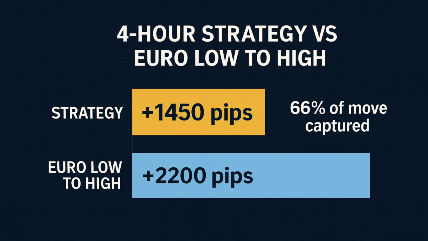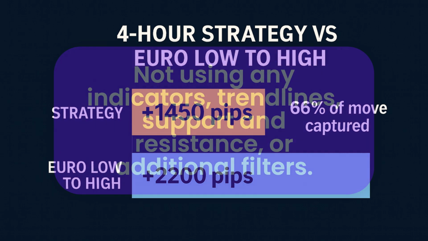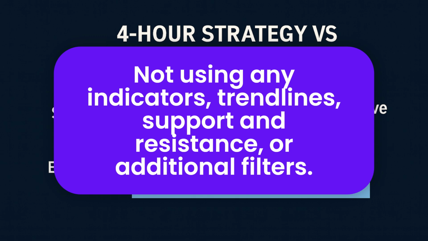Let us summarize the results from the 4-hour chart. From September 2022 through July 2025, the euro moved roughly 2,200 pips from low to high. Using the exact same Renko strategy on the 4-hour chart, we captured approximately 1450 pips. That means this strategy captured about 66% of the entire move on the 4-hour time frame. Again, this was done without using any indicators, trend lines, support and resistance, or additional filters.